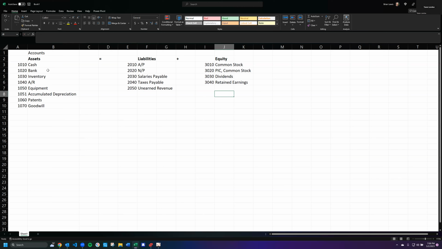And you'd also have, which rolls into retained earnings, your revenue accounts. So let's call it sales revenue, and let's call it returns and allowances, which would be an offset to revenue. And you might have some expenses. So you might have salaries expense, and you might have rent expense.